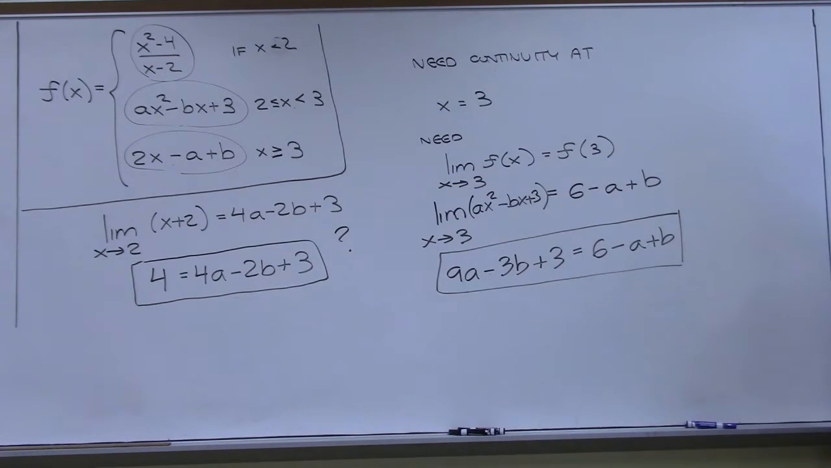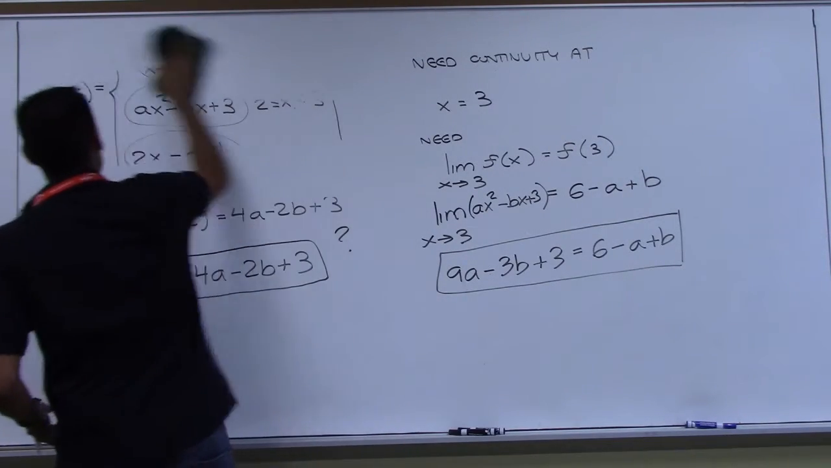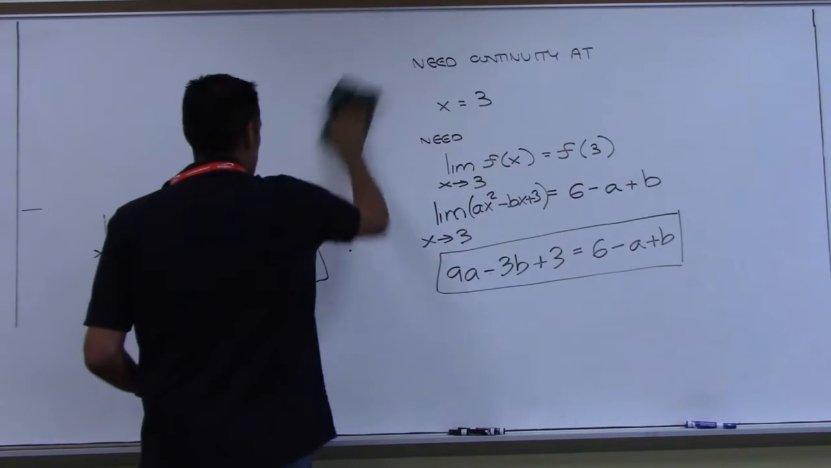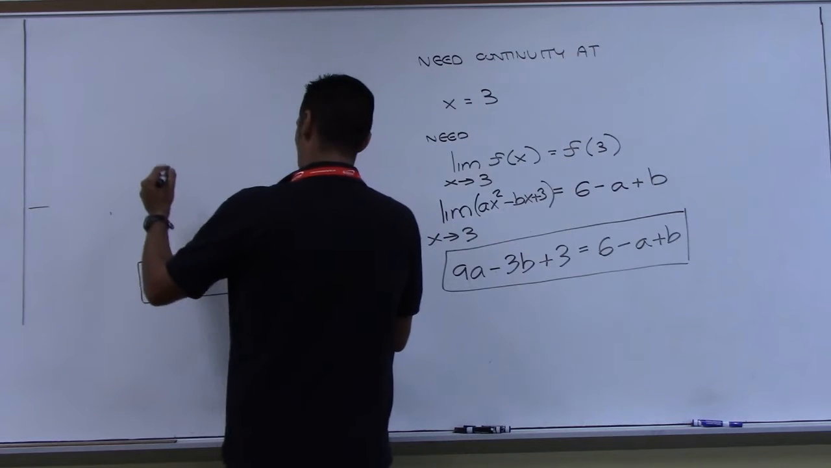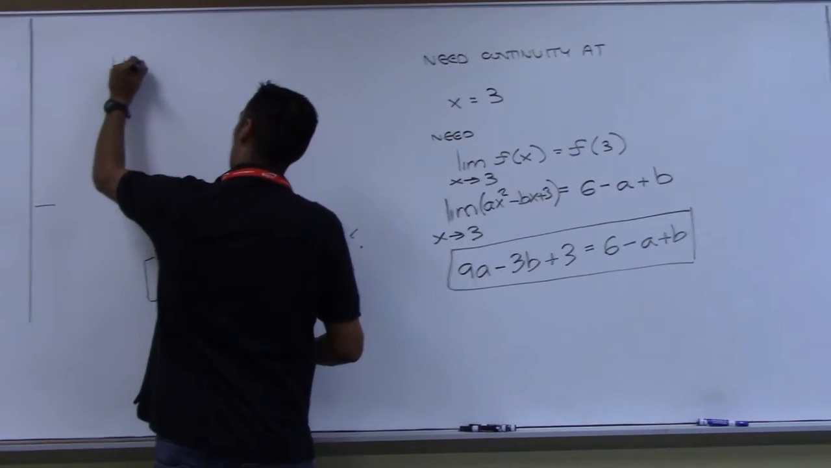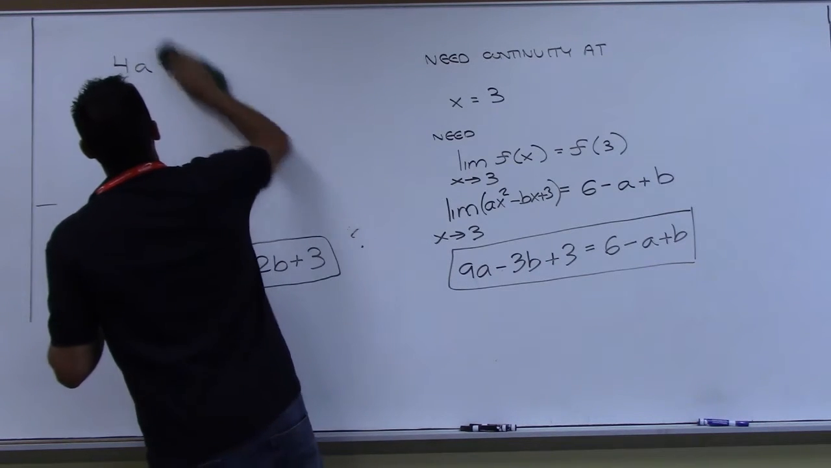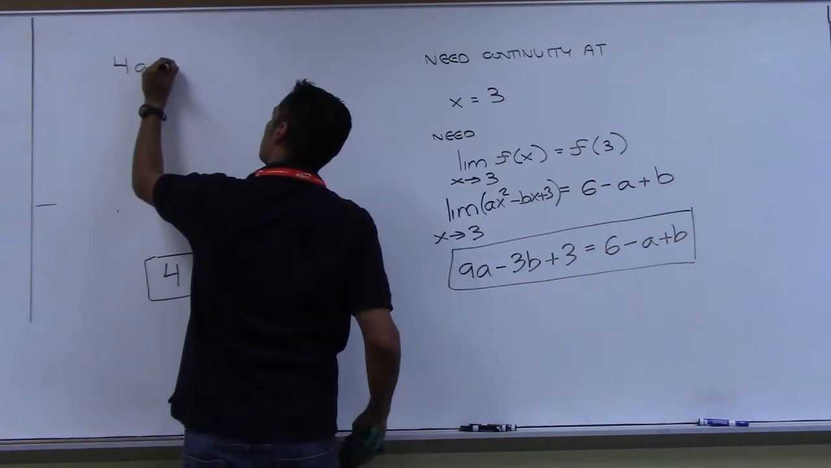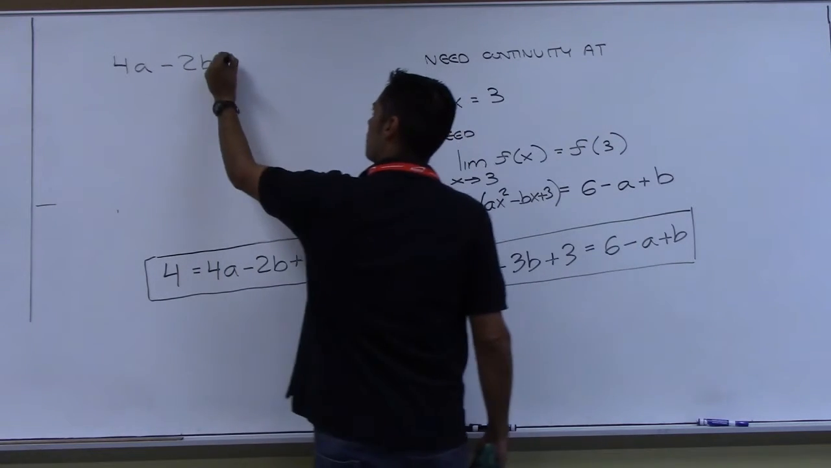Okay. 2 equations, 2 unknowns. Let's solve this. So I'm going to take the first equation, and, well, why don't you see if you can solve it? This is a college algebra thing. See if you can real quick. See if you can take this equation, and I'll clean it up for you. 4a minus 2b equals 1.